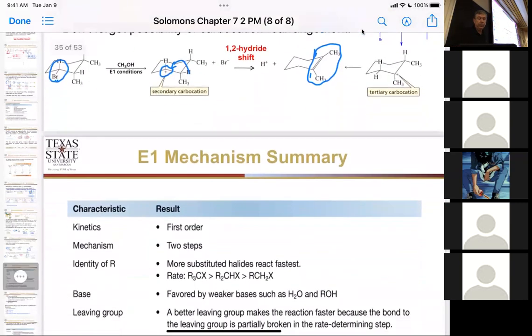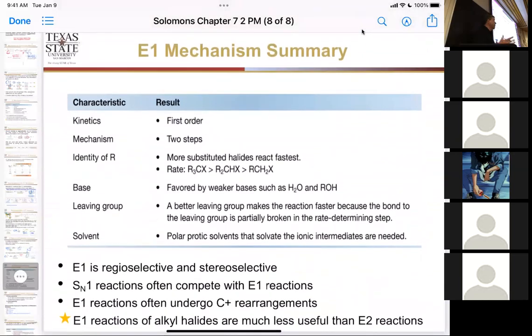Okay, so in summary, because we formed that carbocation, and the carbocation is the slow step, it's a first order reaction, okay? The mechanism is a total of two steps. We make the carbocation and the carbocation reacts, okay? And like before, because of the stability of the carbocation, tertiaries react faster than secondaries, which react faster than primaries. That follows with carbocation stability.